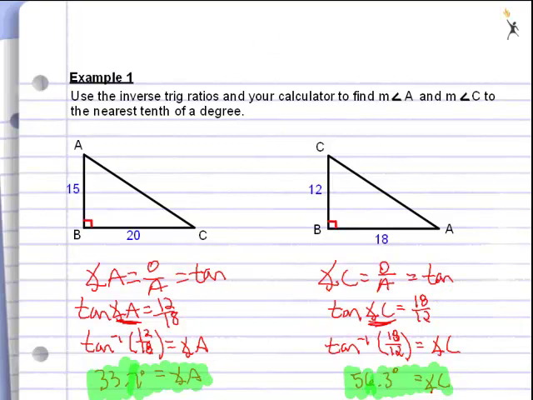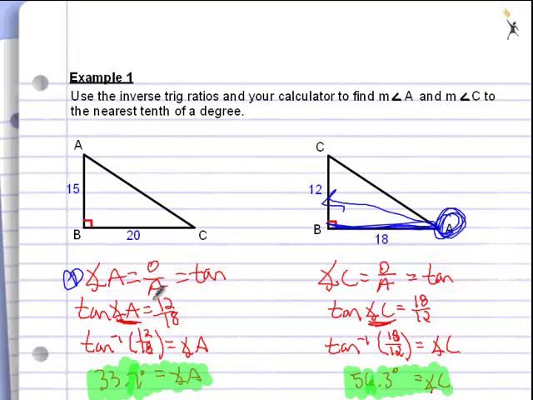But let's take a few minutes and let's make sure that we understand how to solve for these missing angles. The first thing I did was look at angle A. Here's angle A. What am I given? I'm given the opposite side and the adjacent side. Just like the last 2 problems, that opposite over adjacent represents the tangent function.